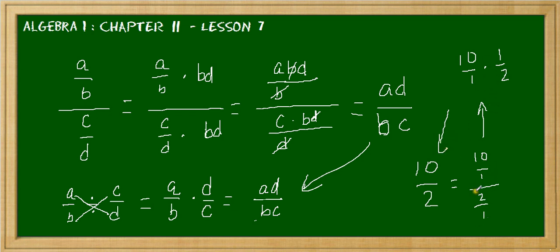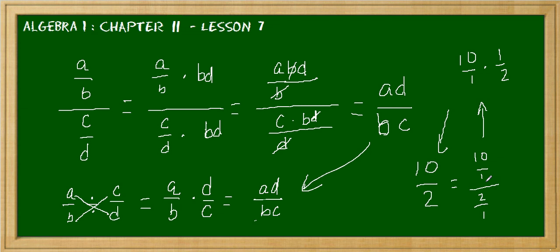So you could see that all you have to do is reciprocate the denominator and then multiply it with the numerator. This is at the very bottom of page 539. It says that dividing by the fraction c over d is equivalent to multiplying by the fraction d over c. The fractions c over d and d over c are called reciprocals of each other because their product is 1.